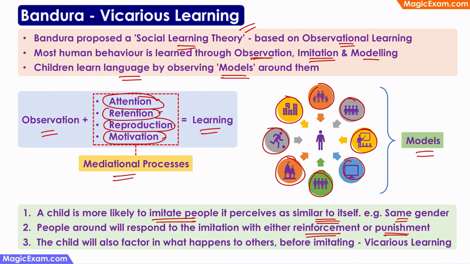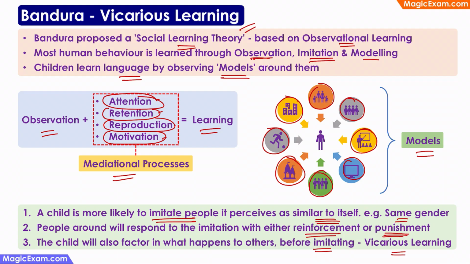People are praising me. So that is positive reinforcement that leads to language development. So this way, both positive reinforcement and negative reinforcement or punishment lead to development of language. And the child will also factor in what happens to others before imitating. And this is vicarious learning.